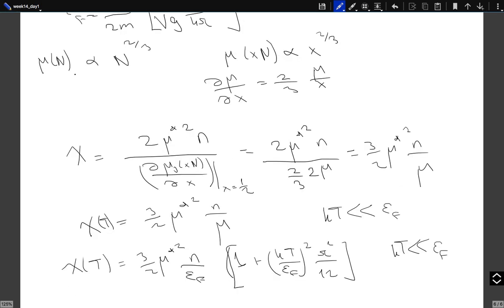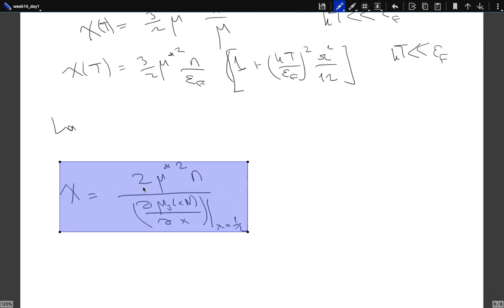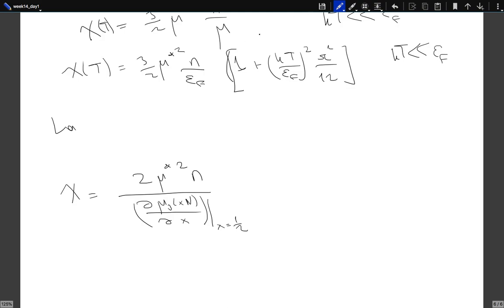Okay. You see, this expression we have over here is true in general, whatever the temperature is. The only thing we actually assumed in this derivation is that B was small. And eventually we took the limit that B goes to 0. So in particular, this expression is also valid at large temperature limit, not just a small temperature limit.